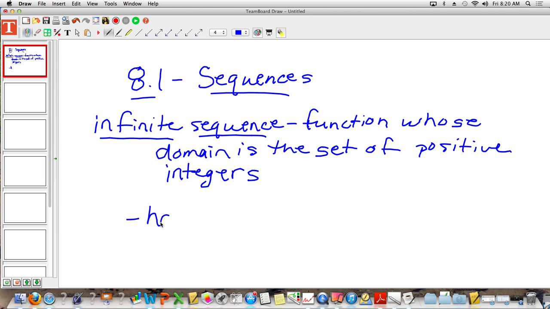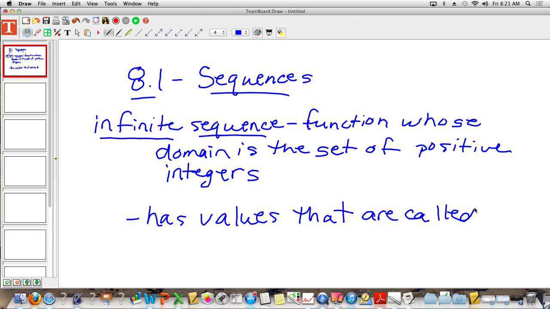It has values that are called a sub 1, a sub 2, a sub 3, a sub 4, and they go on forever, all the way out to term a sub n, and then they go on after that too. So if you're talking about the 10th term, you call it a sub 10. If you're talking about the 52nd term, you call it a sub 52.